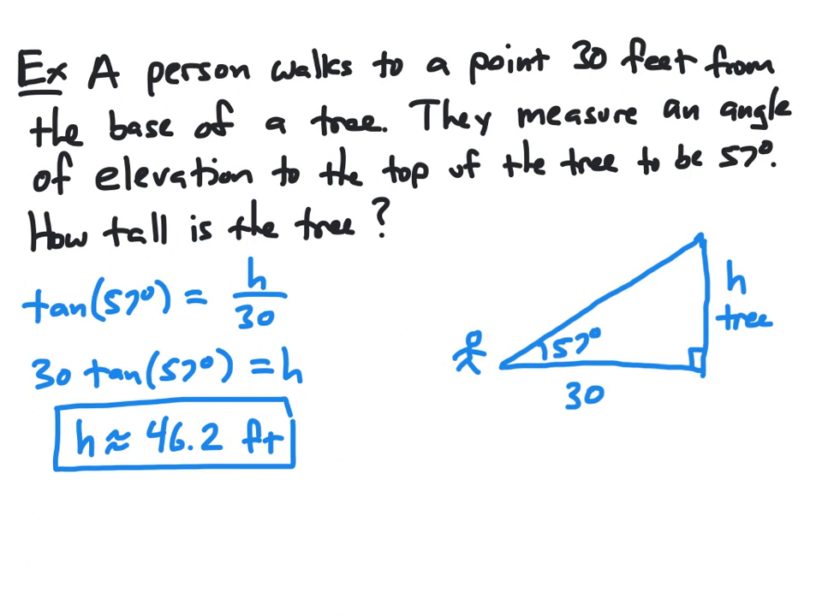Now, one thing that is incredibly important here is that when you do this calculation on your calculator, you have your calculator in degree mode. And the reason is simple. The 57 that we're taking the tangent of is 57 degrees, not 57 radians. If your calculator is in radian mode, it will actually take the tangent of an angle measuring 57 radians, which is a different angle, and when you multiply that by 30, you'll get a very different answer.